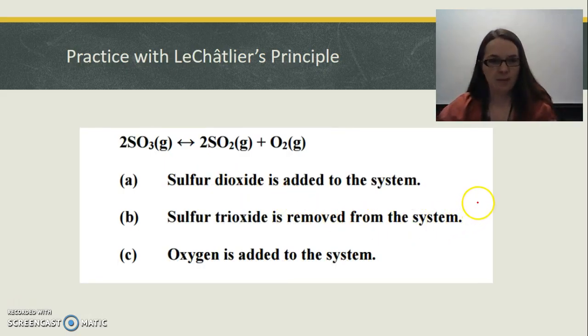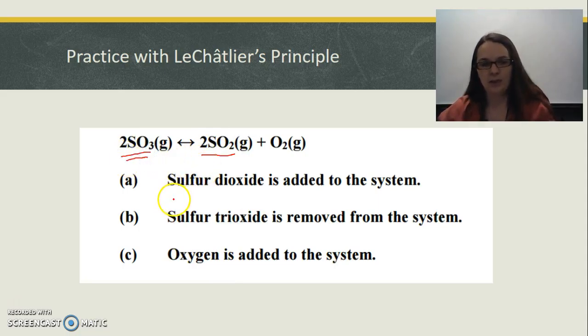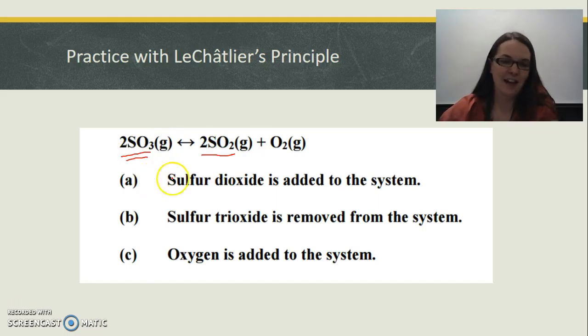Moving on to a different equation, if we look at our first one here, if sulfur dioxide is added to the system, well, that's this one right here, SO2. If we put more of this in, then we need to move away from it. So we're going to shift to the left or shift reverse in order to get rid of it. Sulfur trioxide is removed from the system. Well, now we're looking at the double underlined one. That's SO3. So if we take this out, you're going to want to make more. And how you make more is you shift to the left or you shift reverse.